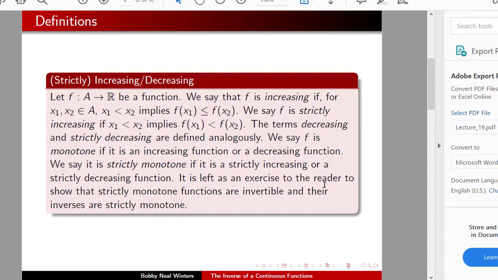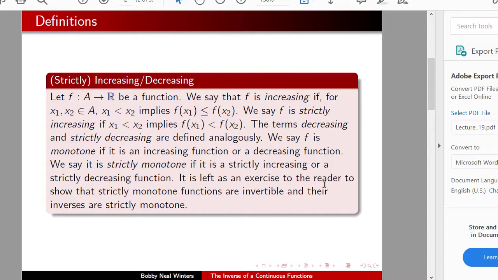Let f from A to R be a function. We say that f is increasing if for x1 and x2 elements of A, x1 less than x2 implies f of x1 is less than or equal to f of x2. We say that f is strictly increasing if x1 less than x2 implies f of x1 is less than f of x2. The terms decreasing and strictly decreasing are defined analogously.